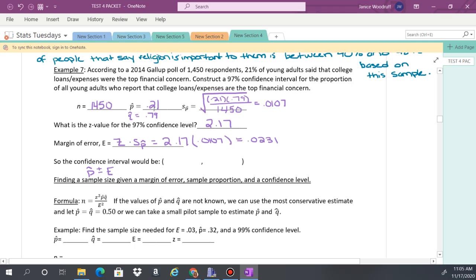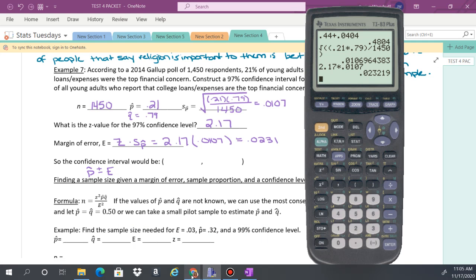So our p hat is 0.21. So 0.21 plus, actually let's do minus first, minus 0.0232. It should be a 2 there. I'll fix that. And then 0.21 plus 0.0232. So there you are getting 0.1868, 0.2332.